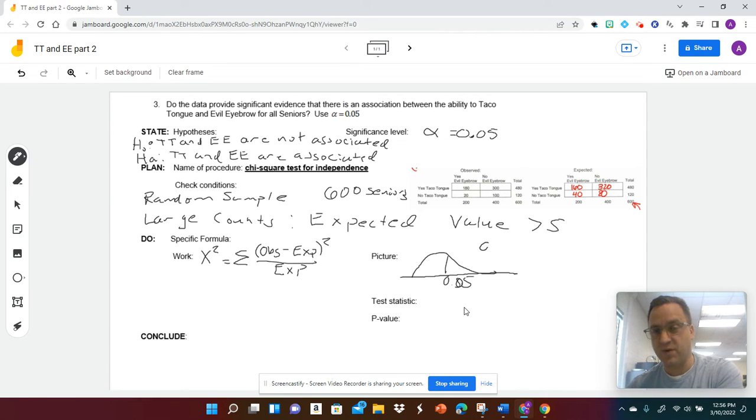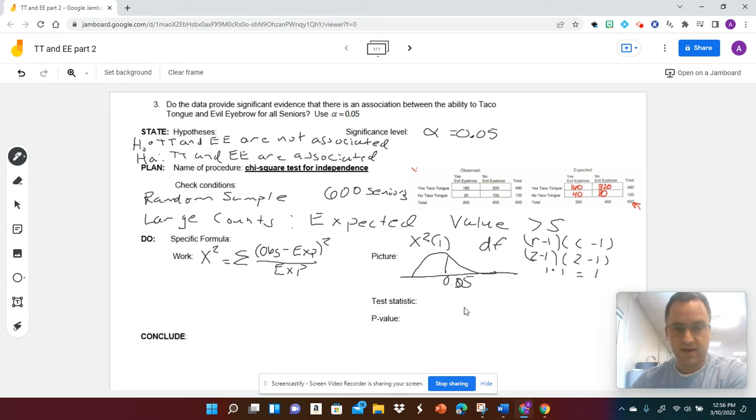Now, the degrees of freedom that we look at is going to be the rows minus 1 times the columns minus 1. So we have 2 rows, so 2 minus 1, times 2 columns, 2 minus 1. Well, 2 minus 1 is 1, so we have 1 times 1. That gives us 1 degree of freedom. So we're looking at chi-squared of 1.